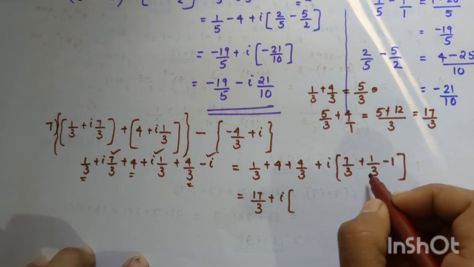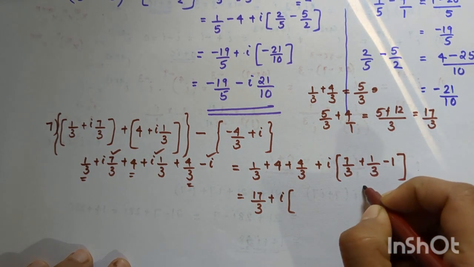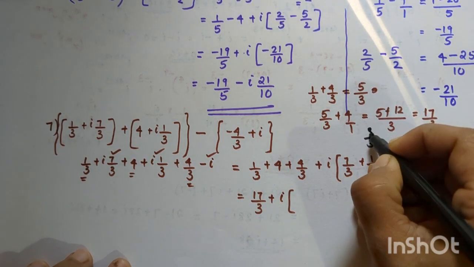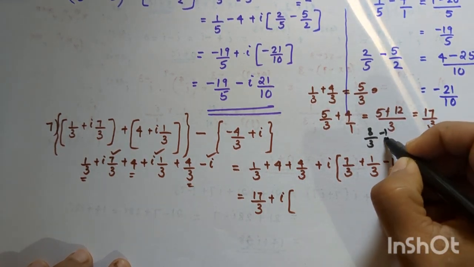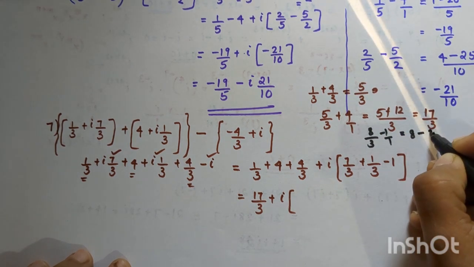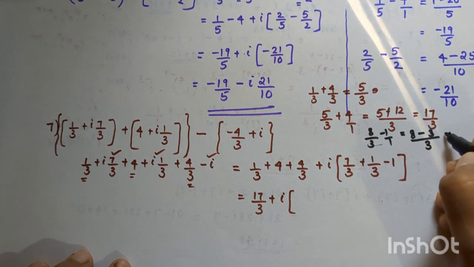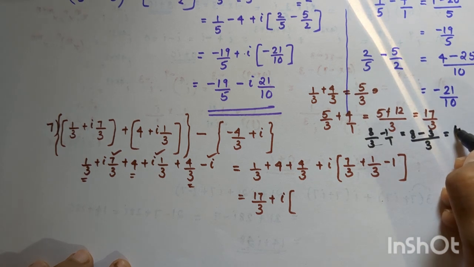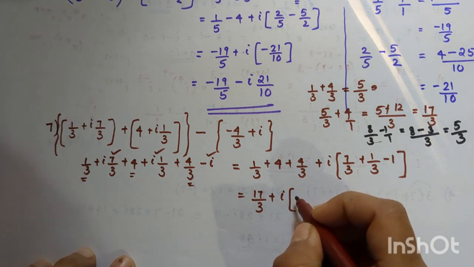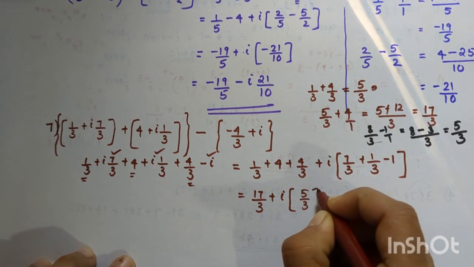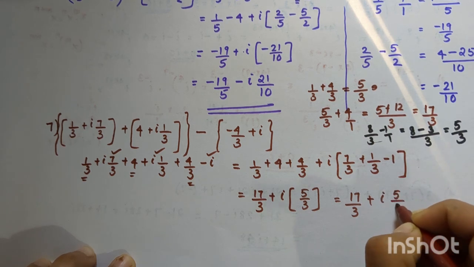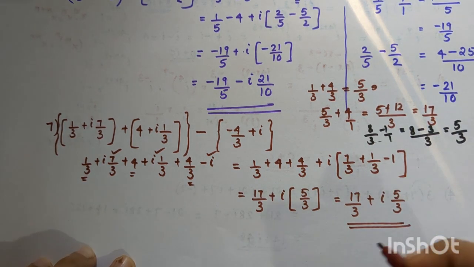Okay. Now what about this? 7 by 3 plus 1 by 3. Common denominator, no? So 3 denominator common. 7 plus 1, 8. 8 by 3 minus 1. 1 means 1 by 1. Cross multiplication, 1 8s are 8, minus 1 3s are 3, divided by 3 1s are 3. So 8 minus 3 is 5. So 5 by 3. So this is like i into 5 by 3. Okay, that is 17 by 3 plus i into 5 by 3. So this is now in the form of a plus ib.